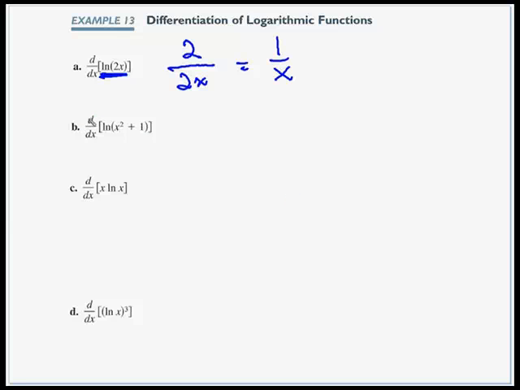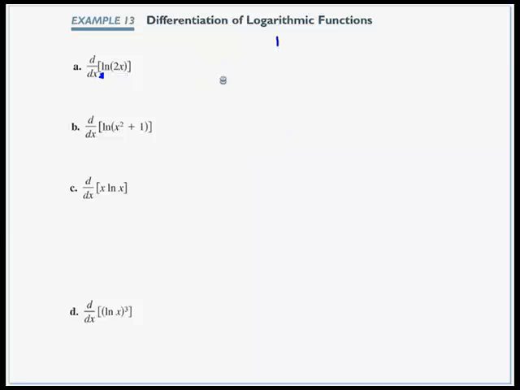Here in letter B, it's a little more complicated. Now it's the natural log of a quantity, x squared plus 1. Well, our answer is a quotient. The denominator is that x squared plus 1. The numerator is that derivative. What's the derivative of x squared plus 1? 2x. And there we go.